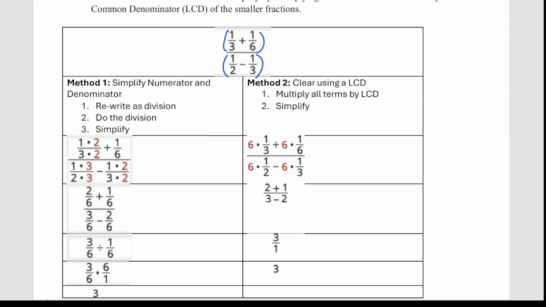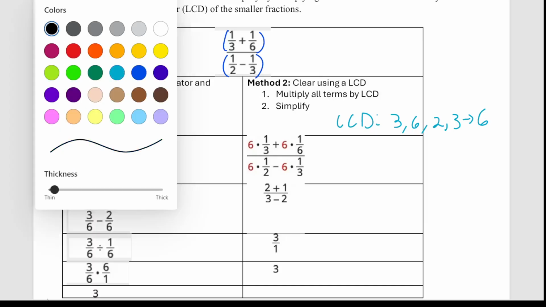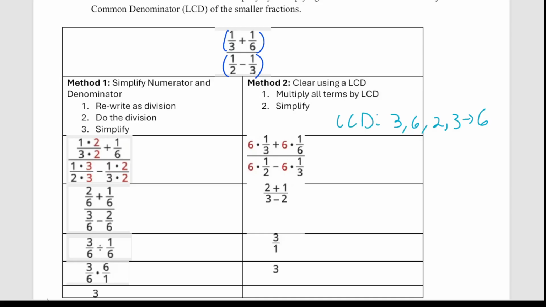You can notice the LCD between all four terms. So in particular, you're looking for the LCD between 3, 6, 2, and 3 all at the same time. Between all four of those, their least common denominator is going to be 6. Then what you can do straight away is multiply each and every term by 6. And really you're multiplying each and every term by 6 over 1. As long as you are multiplying every single term by that, you're good.